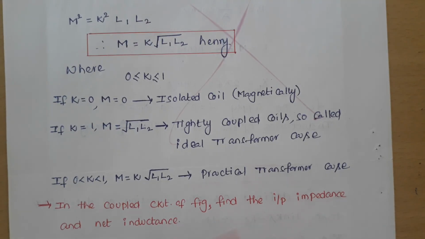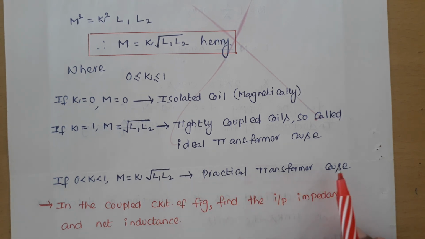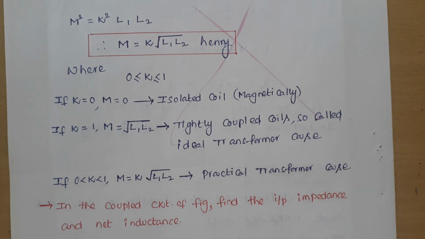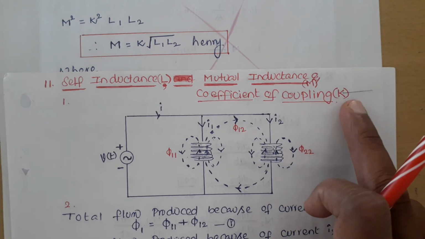And last, if K lies in between 0 and 1, the value of M depends on the value of K. So M equals K times root L1 L2. This is called the practical transformer case. So this is about self-inductance, mutual inductance and coefficient of coupling.